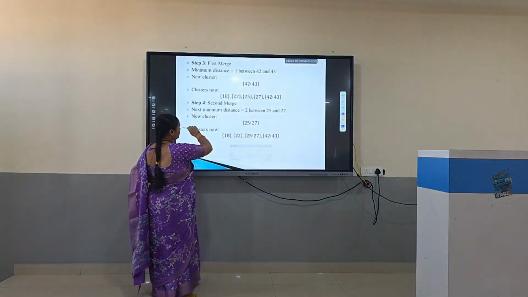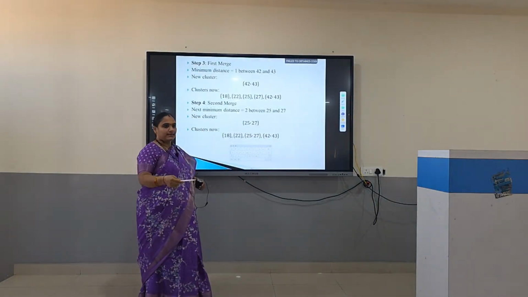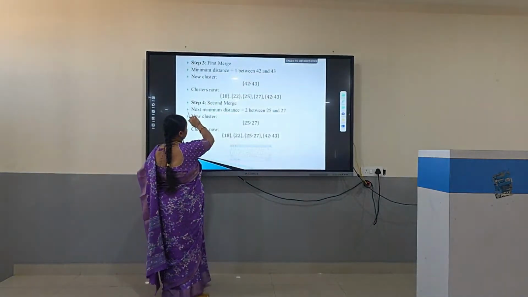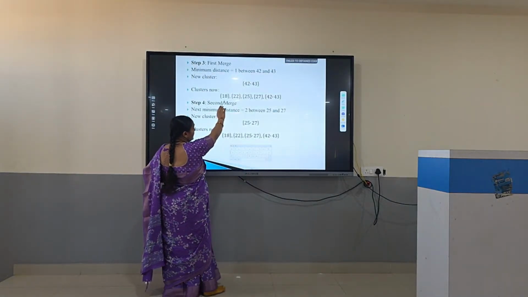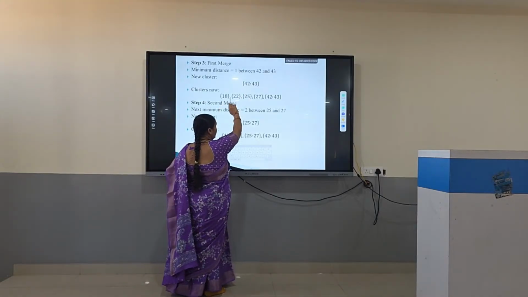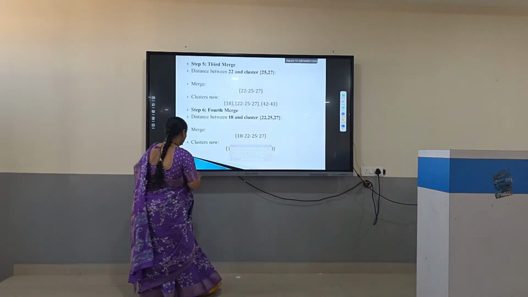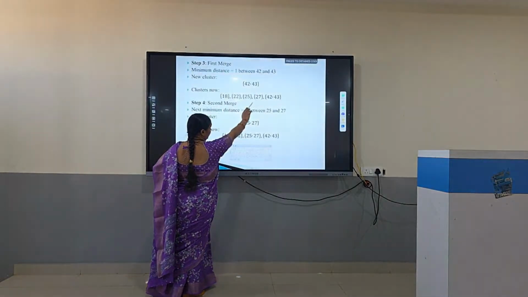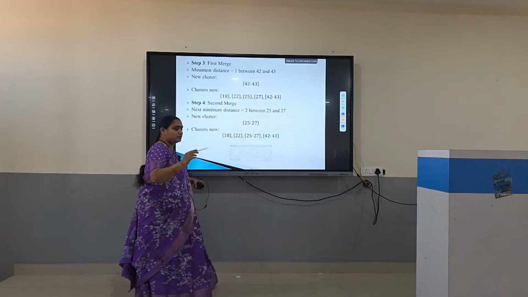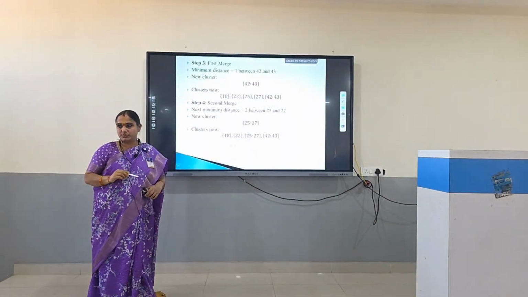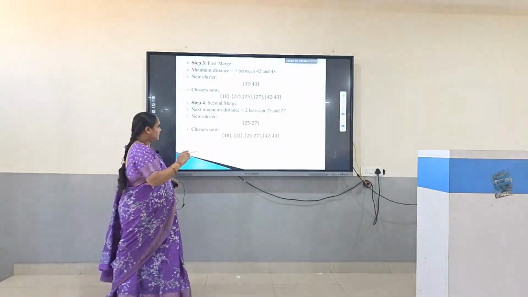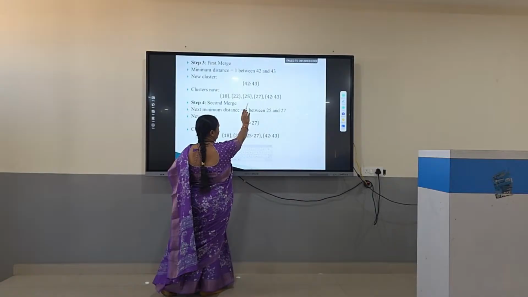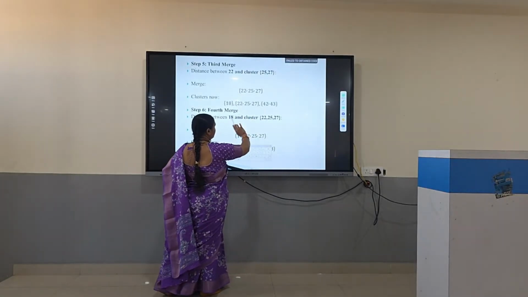Now we are going to the next point. Same, you need to repeat till you get a single cluster. The next step is to find the distance between 18 and all the values, then 22 to all the values, 25 to all the values, 27 to all the values. You need to find the distance between all the items. Then the distance between 25 and 27 you will get as 2.